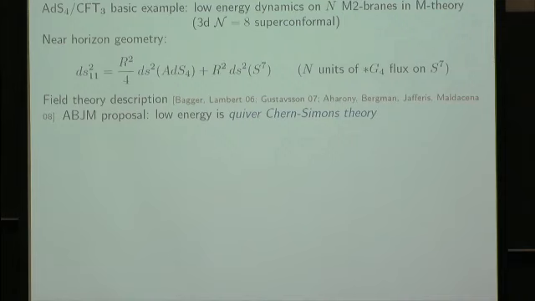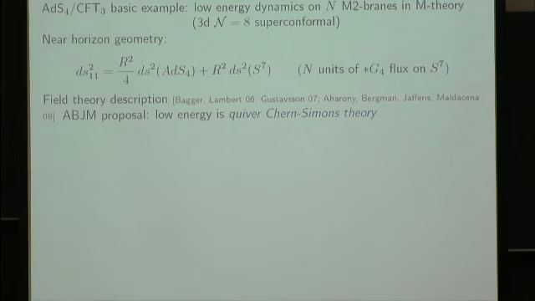Now, it took a long time to find a field theory description of these low energy dynamics. In fact, it's not obvious that such a description exists, but it was found. This is the now famous work of Bagger-Lambert, Gustavsson, and then Aharony, Bergman, Jafferis, and Maldacena. So I will mainly focus on the ABJM proposal, although it's been shown to be equivalent to the Bagger-Lambert proposal.